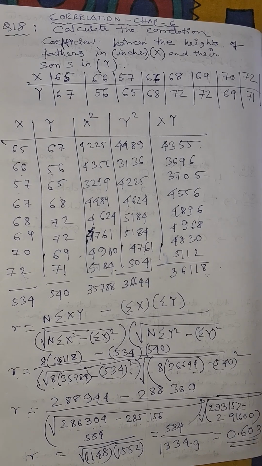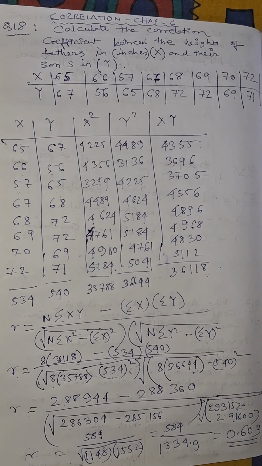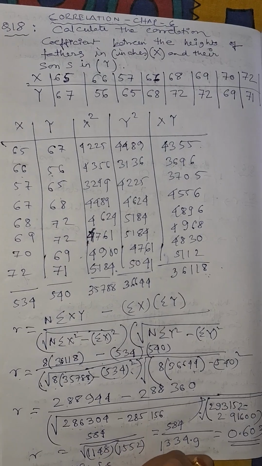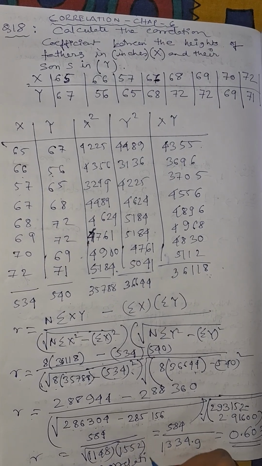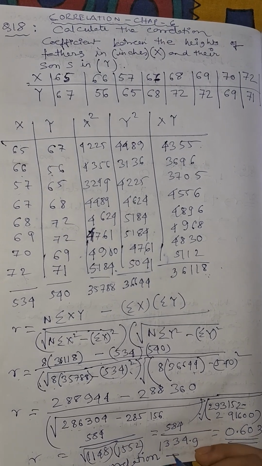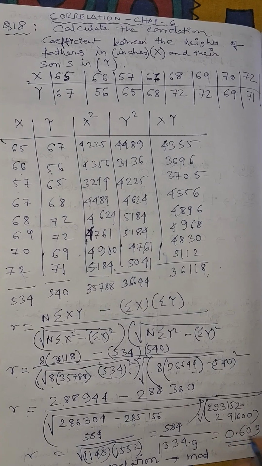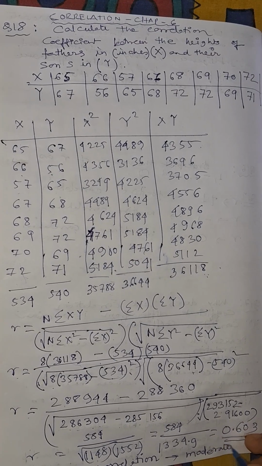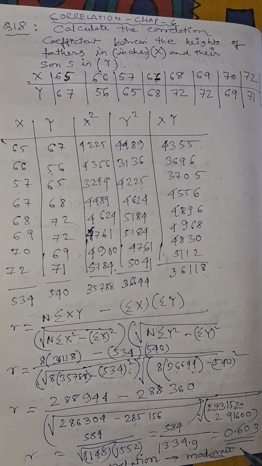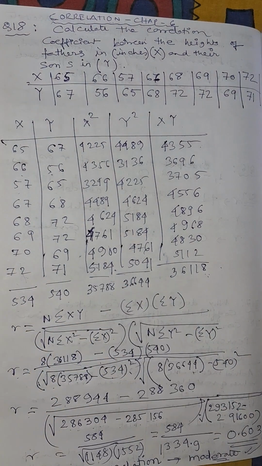0.603. So what does it refer to? What does it mean? That it has a positive correlation. So that means it has moderate, not so high but not so weak, a moderate positive correlation between the variables.